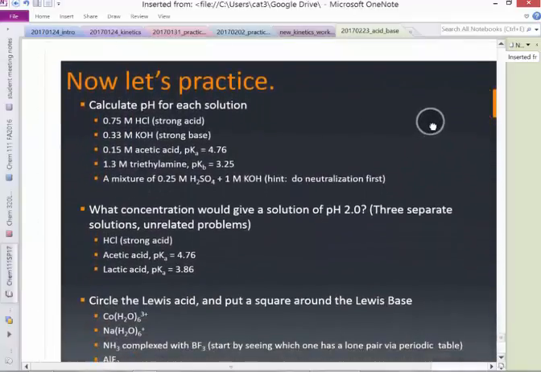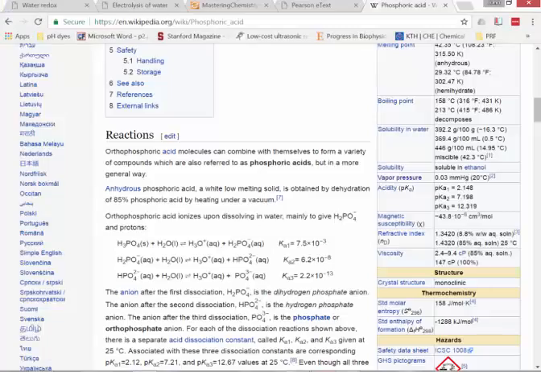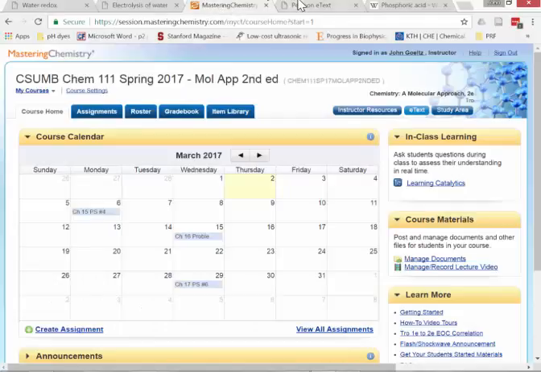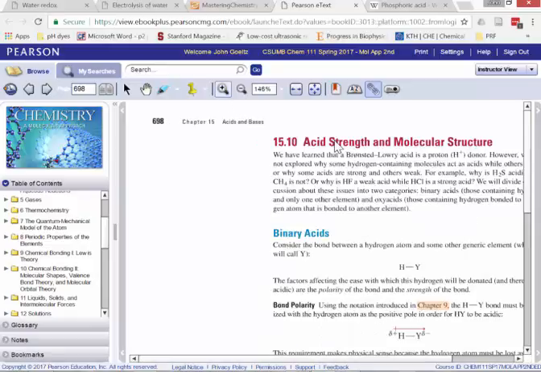Here's a bunch of practice. You can hack through these. But I want to go to the text.